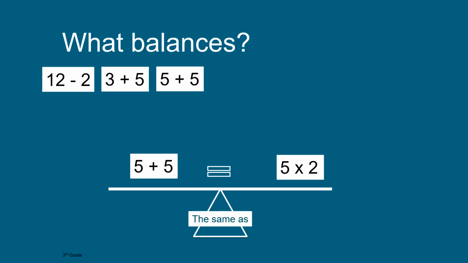What else balances with 5 times 2? You've got it. 12 minus 2 is also equal to 5 times 2. Both sides are equal to 10.